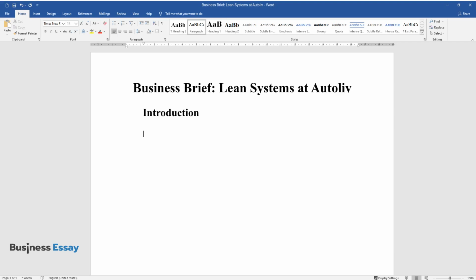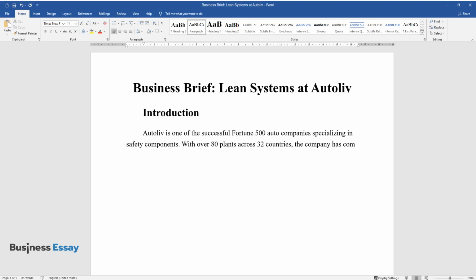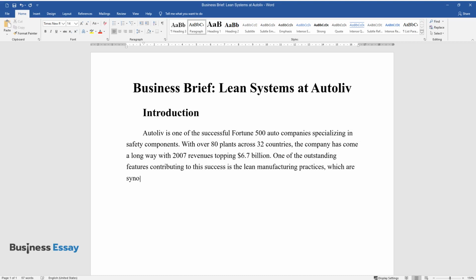Introduction. Autoliv is one of the successful Fortune 500 auto companies specializing in safety components. With over 80 plants across 32 countries, the company has come a long way, with 2007 revenues topping $6.7 billion. One of the outstanding features contributing to this success is the lean manufacturing practices, which are synonymous with the company.